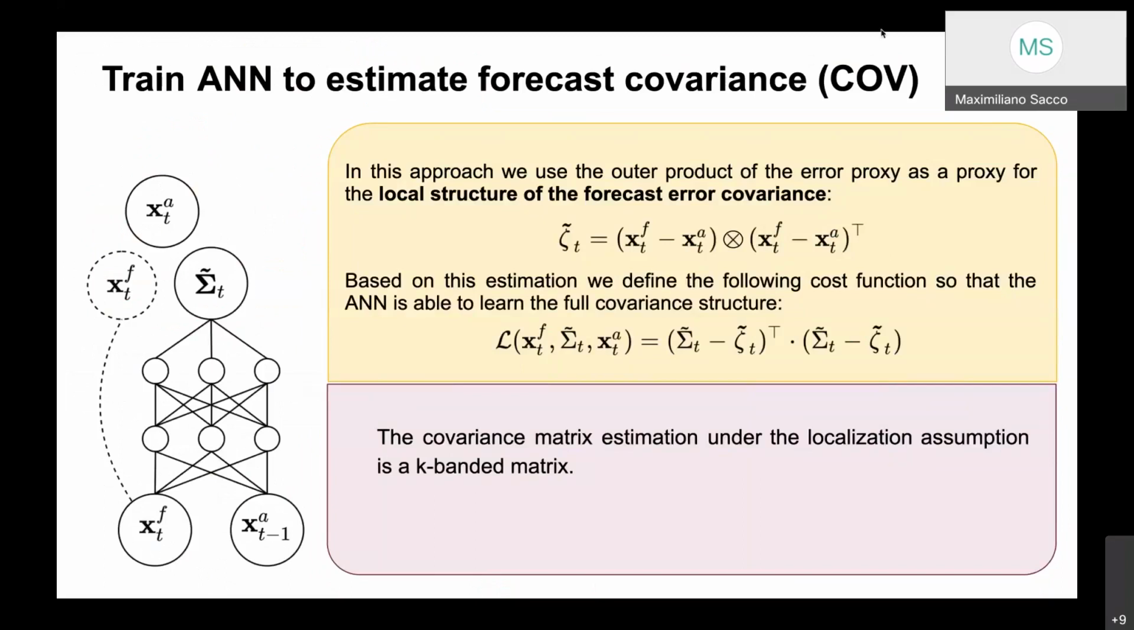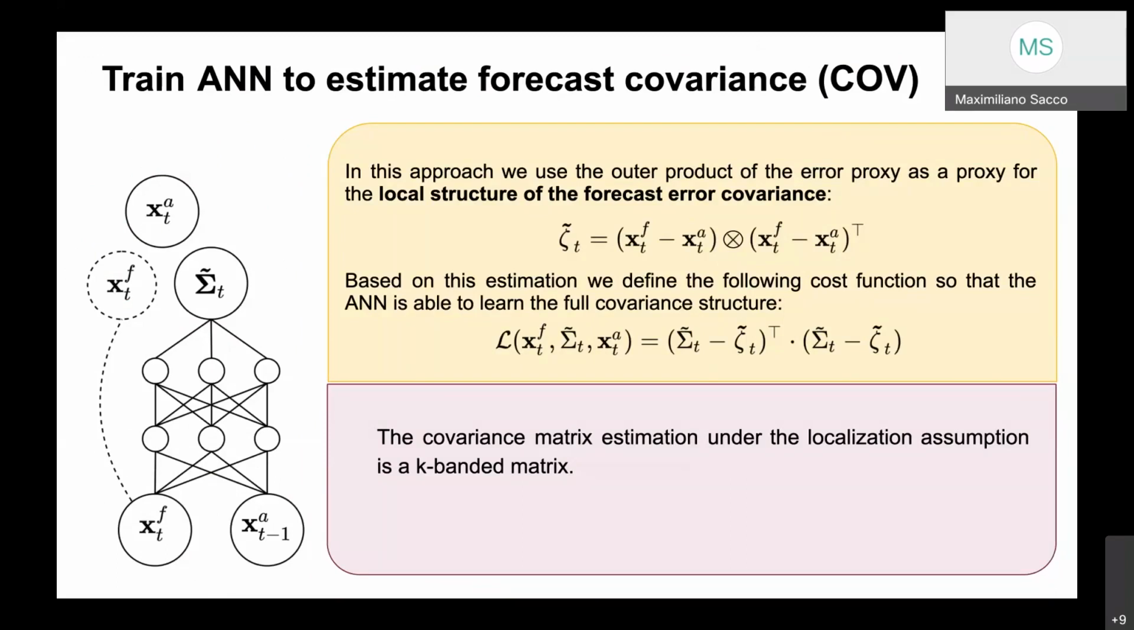And the last experiment, in this approach, we use a local estimation of the covariance matrix. In this case, we use the outer product of the estimated forecast error as a proxy of the local error value.